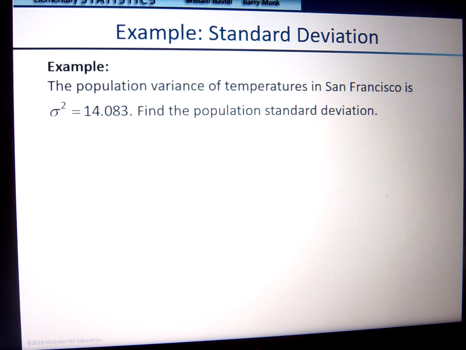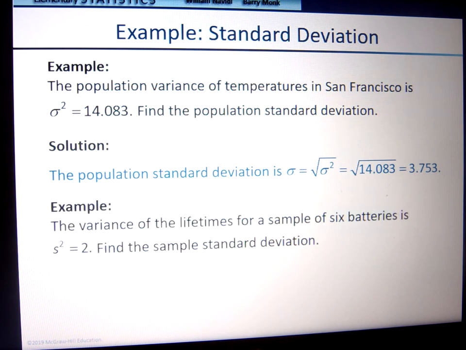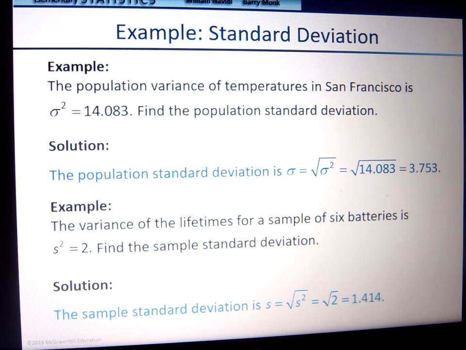So the population variance of the temperatures in San Francisco was 14.083. Find the population standard deviation. We simply would take the square root of that and get 3.753. The variance of the lifetime for the sample batteries is 2. The sample standard deviation would be the square root of that, which is 1.414, etc. We're rounding, obviously.